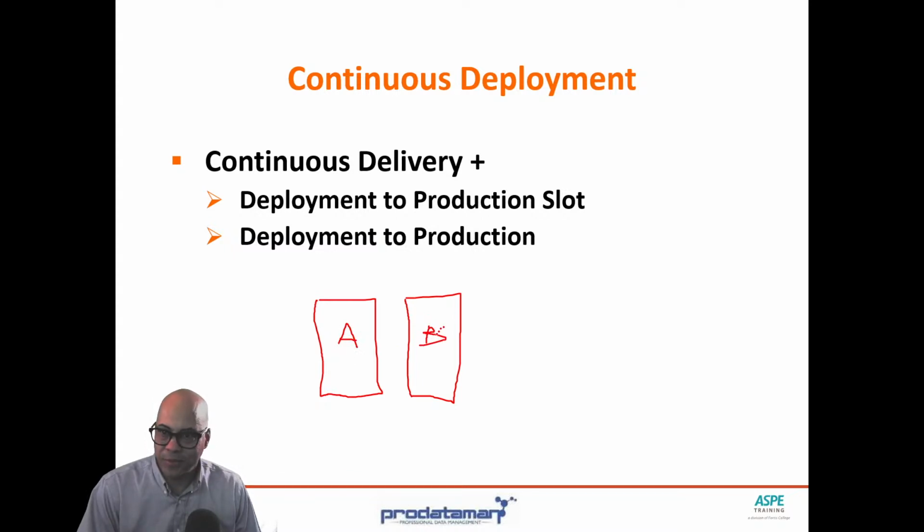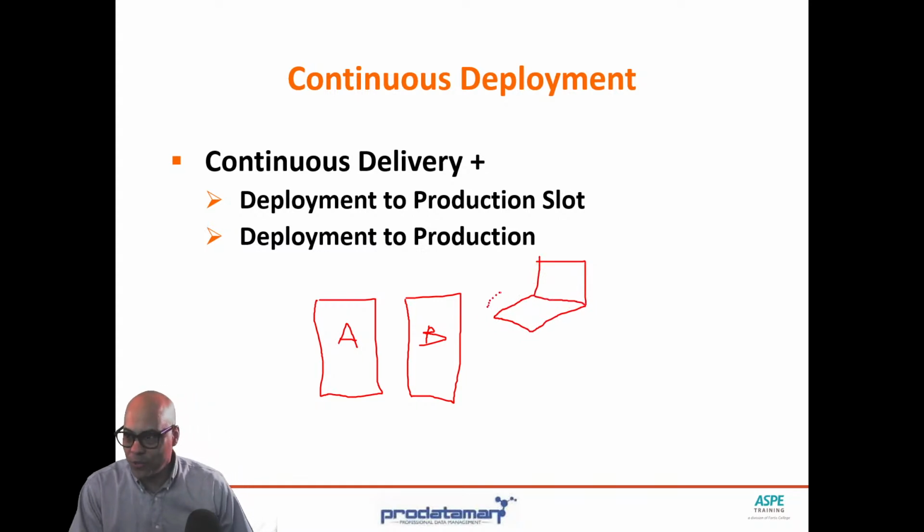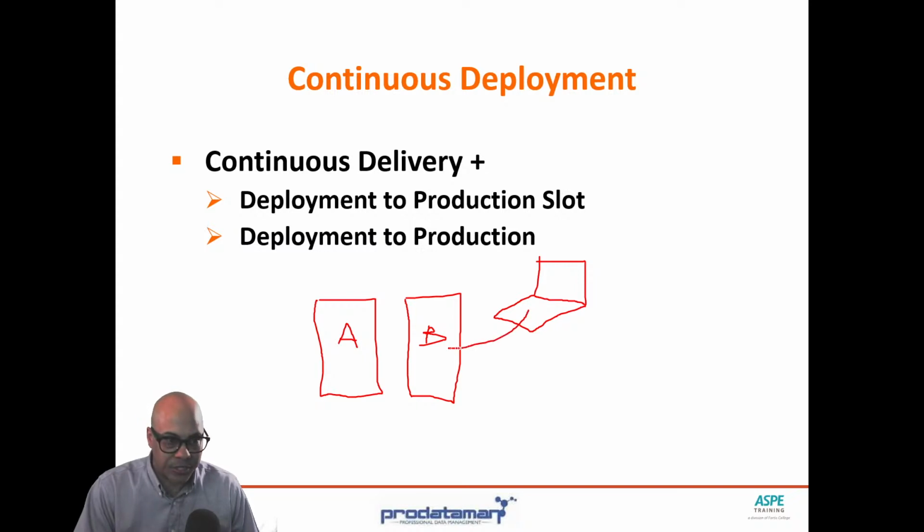Excuse my chicken scratch, I'm drawing with the mouse here. So slot B might be our actual production slot. And that might be, that's supposed to be a laptop. That might be where our users are actually accessing our system.